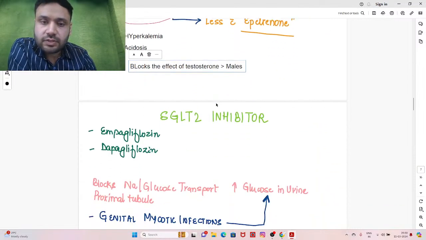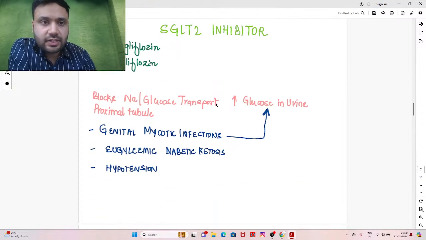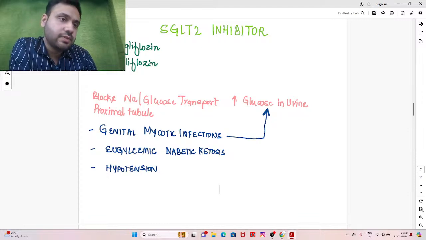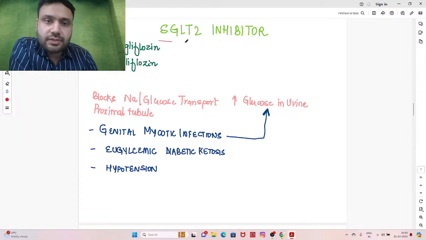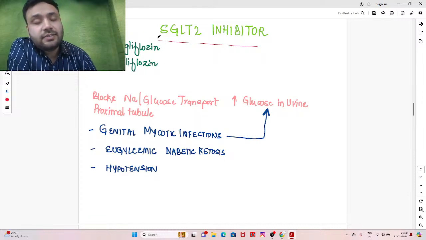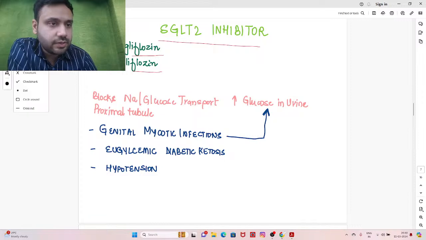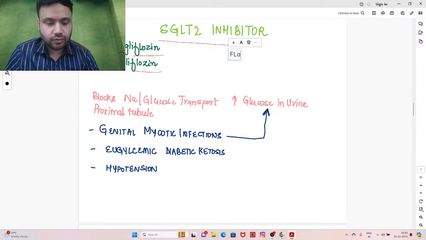So let's move on to the next category. This is the last category of heart failure drugs, and these are SGLT2 inhibitors. SGLT2 inhibitors have a common last name, just like ACE inhibitors, which had pril, and ARBs, where they had certain. Here it is Flozin. Let me write it down for you guys. It is Flozin.